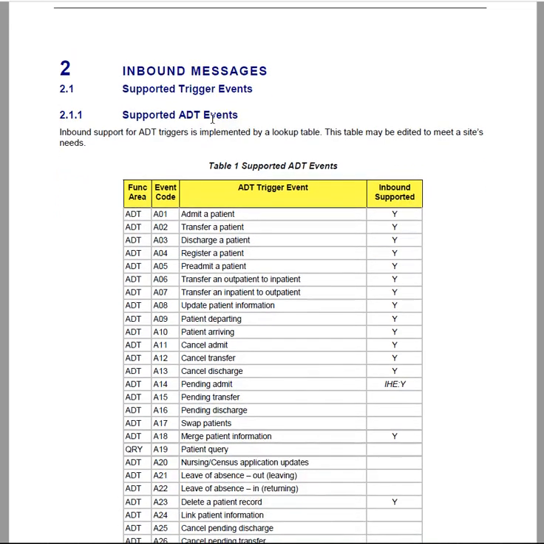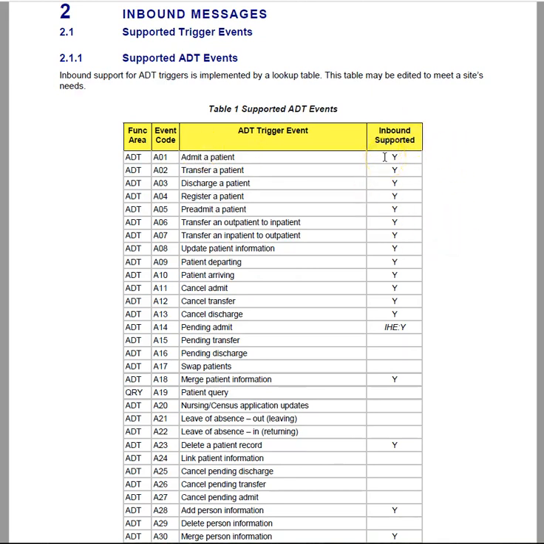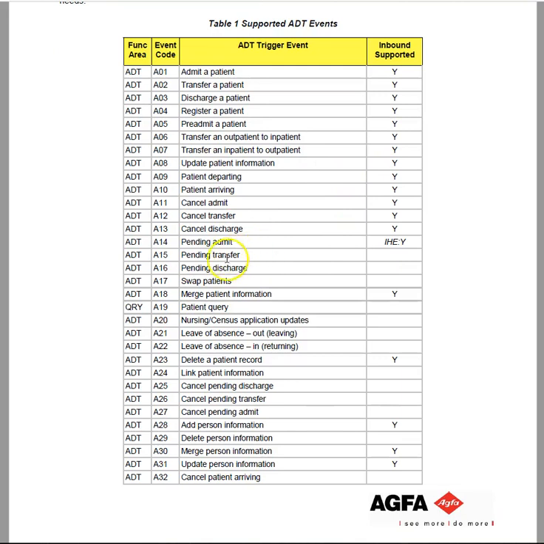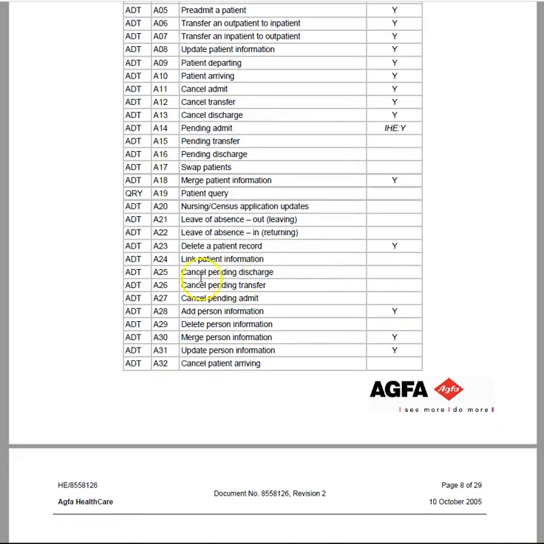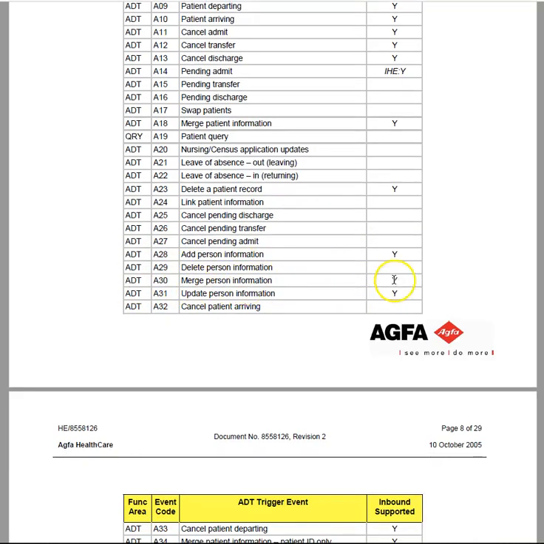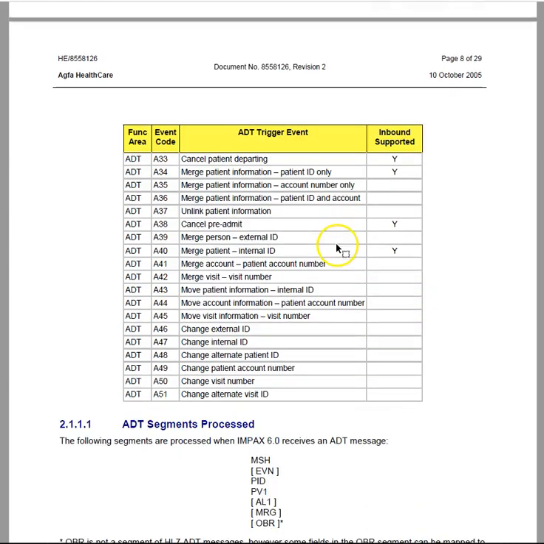Here's Chapter 2. These are the inbound messages. Again, this is what is supported by the PACS system for inbound HL7 messages. And if you look closely, you will see that it doesn't support all 62 ADT event codes. It only supports a subset of those event codes. So an ADT A16, not supported. An ADT A24, not supported. An ADT A30, yes, that is supported. So you can read through that list and see which event trigger codes for ADT messages are supported.